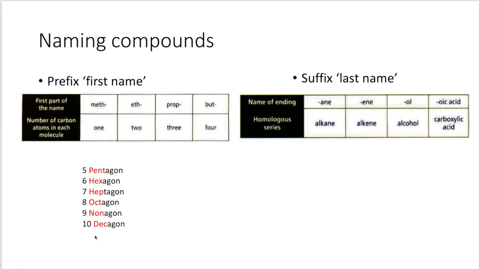And the suffix, the so-called last names of the families, will be similar to the name. So for alkane, you just take the last 3 letters, the ane, and alkene will be ene, alcohol will be ol, and carboxylic acids will be the oic acid.